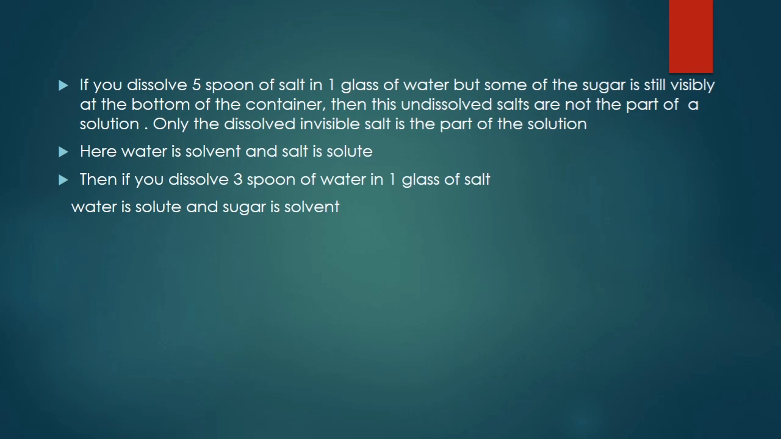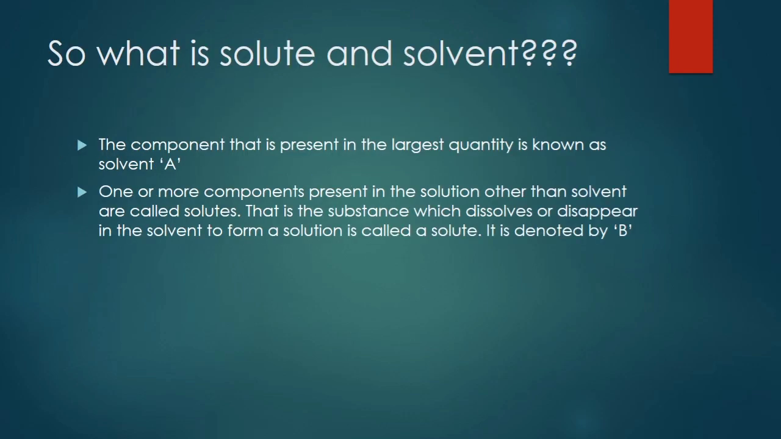Now we can see the definition of solute and solvent. So what is solute and solvent? Solvent, the component that is present in the largest quantity is known as solvent. Solvent will always be represented by A. Understood? That means in the solution, whichever component is largest, that component will be the solvent. Okay, the rest of the dissolved or disappeared things will be solute. If it's not dissolved, that is not part of the solution. Clear?